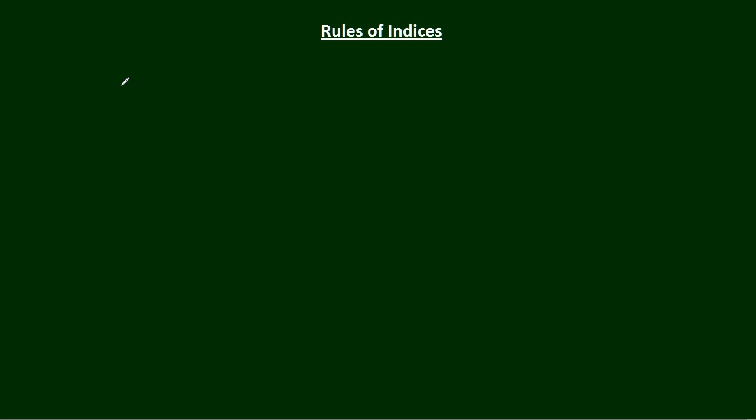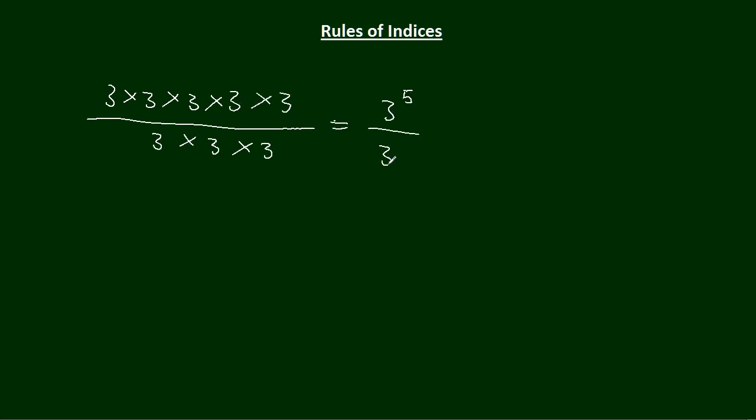We do 3 to the 5 divided by 3 cubed. See what happens. These cancel. We're left with 2 of them, 3 squared. And the rule is these subtract. So when we're dividing, we subtract, which of course brings us to what would happen if we multiplied.